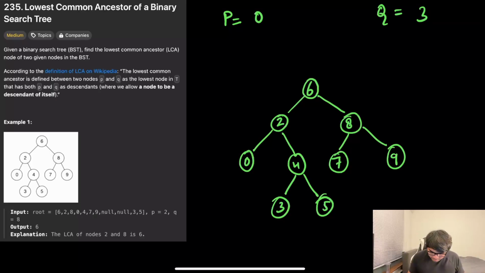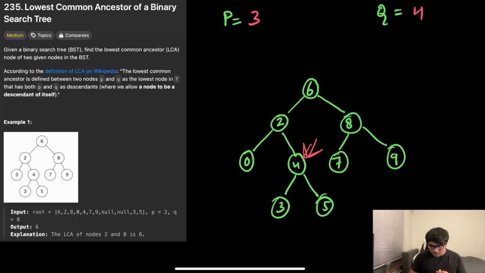What could be another example? What if we had P as 3 and Q as 5? Then our common ancestor would be 4. What if we had the value Q as 4? Then also we would have our common parent as 4, since P and Q can be the parent of each other or the child of each other.